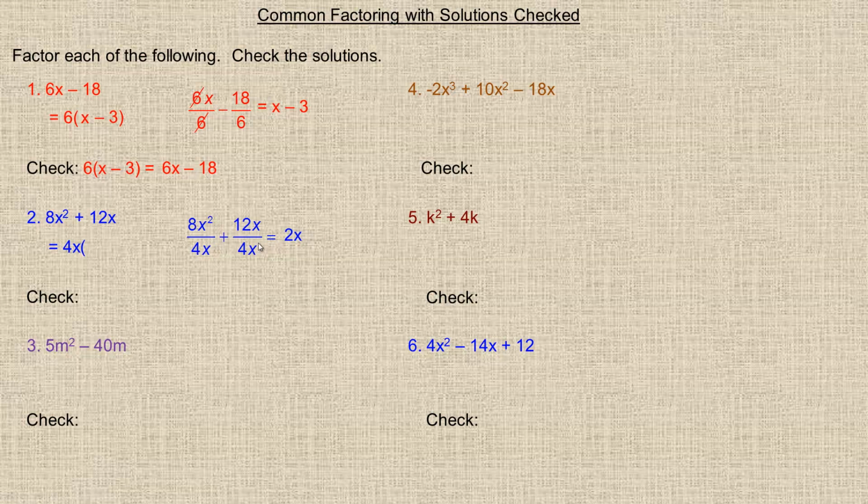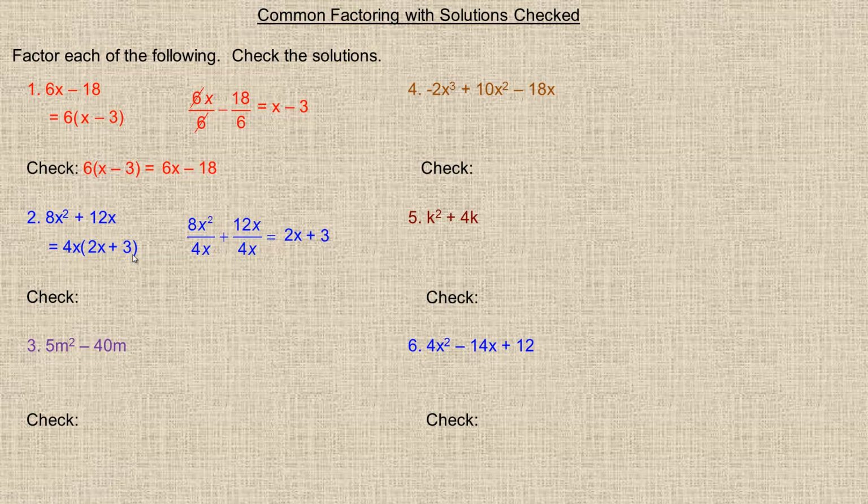So again, 8 divided by 4 is 2. X squared divided by x is x. So we put a 2x right here. On the end here, when we divide the 12x by 4x, 12 divided by 4 is 3. And there's no x's left because x divided by x, it's the same power of x. That will give you an x to the power of 0, which means there's no x's. And so it's just a plus 3 on the end, and we close the brackets.